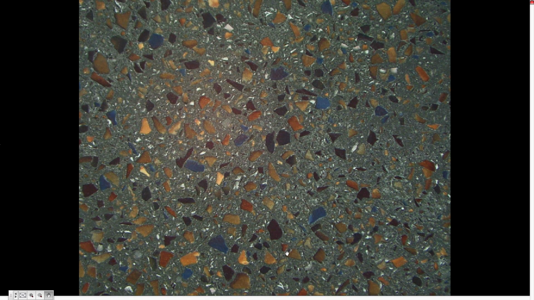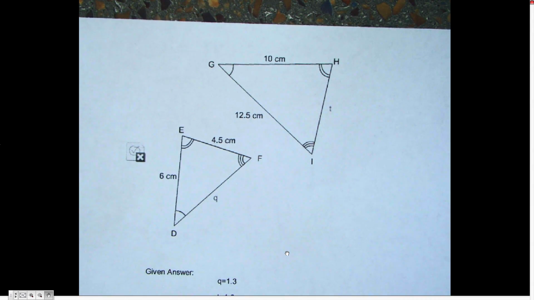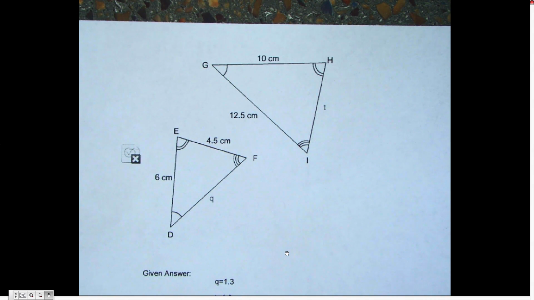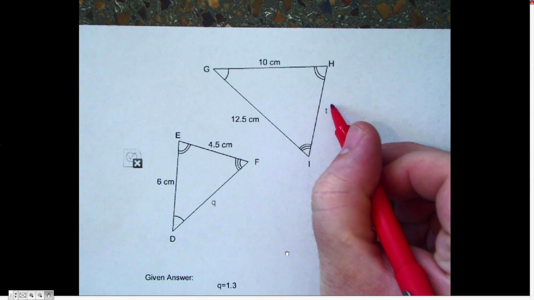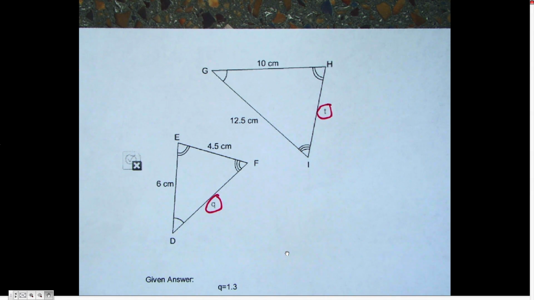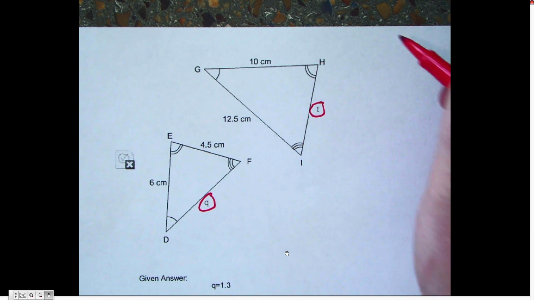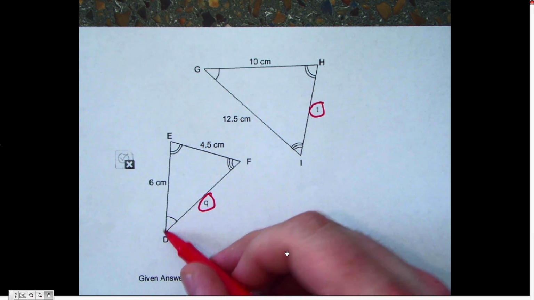As I flip through the rest of your answers here, number 5, given the two triangles are similar, I'll help you with that one. Okay, you said 1.3, but again, we need to find the value of Q and T. So we want to know there and there. Okay, so we've got two values we got to find. Well, let's look at this.